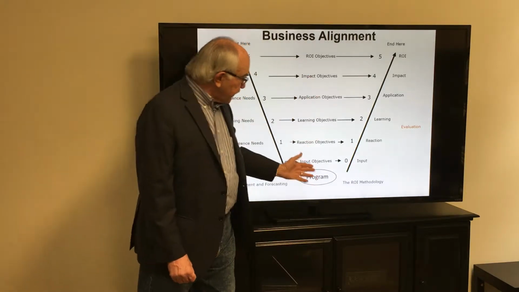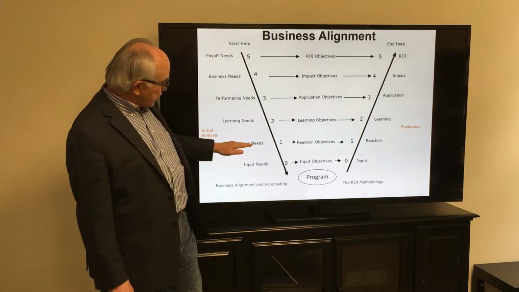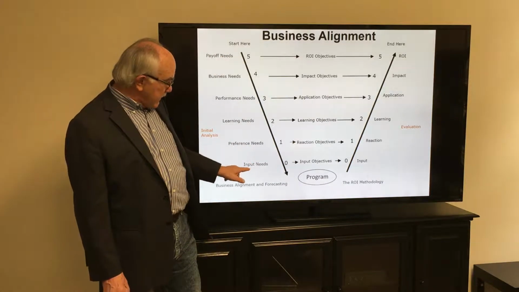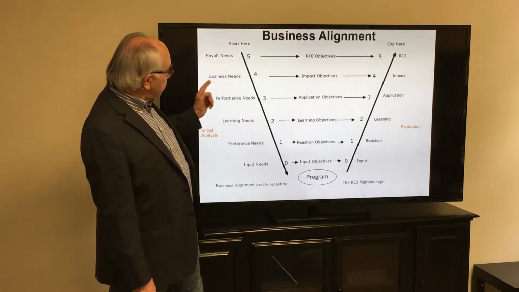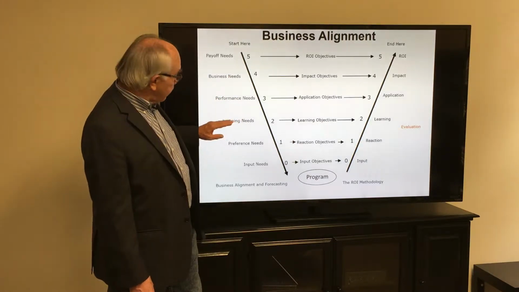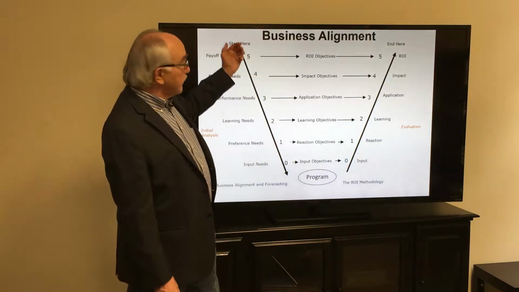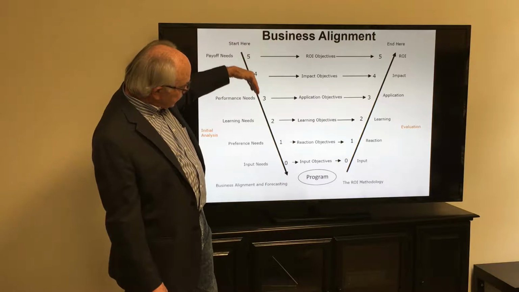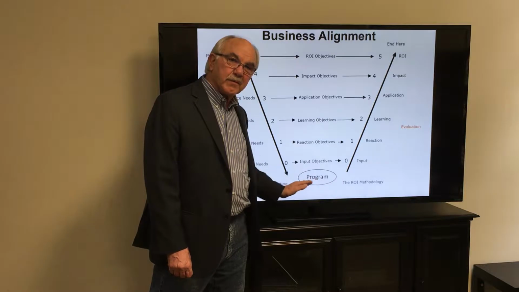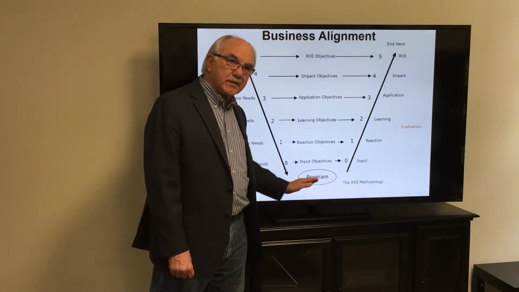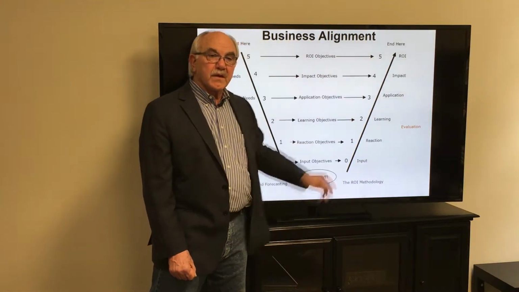Now the objectives come from different levels of needs assessment. So you've got 5 levels of needs assessments here that define everything we need, and then 1 level of input needs, that's who's coming. And it works with payoff needs, business needs, performance needs, learning needs, preference needs, as well as input. Now notice, it starts here. So our project starts here and goes through those levels of needs, defining the input, and then who's involved in our program or project. We design it, we develop it, we deliver it here, and now we measure success here.